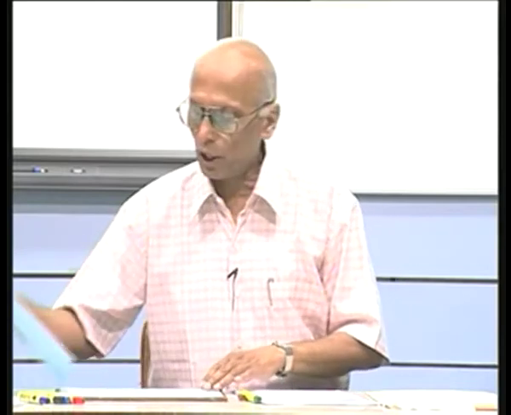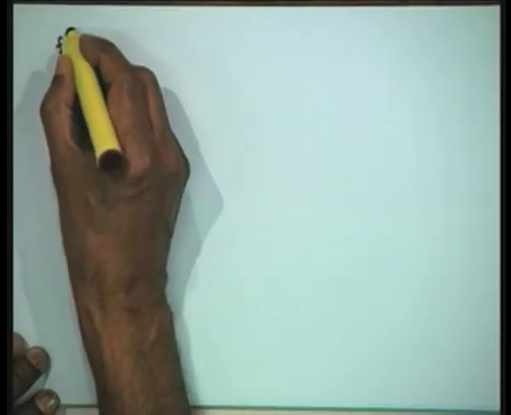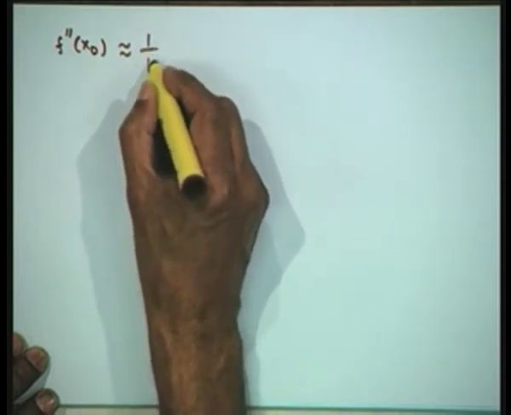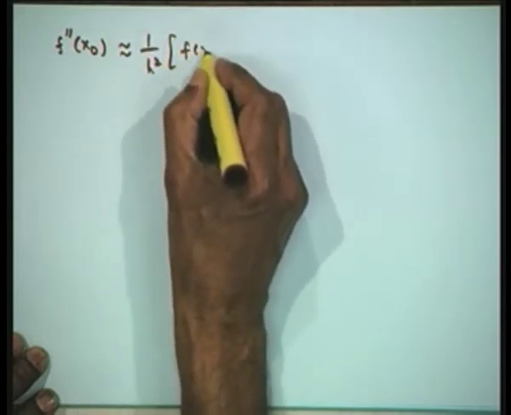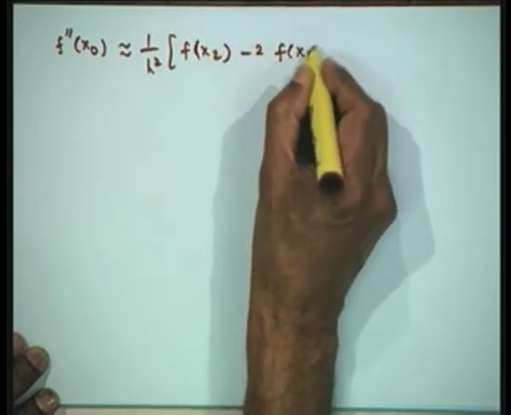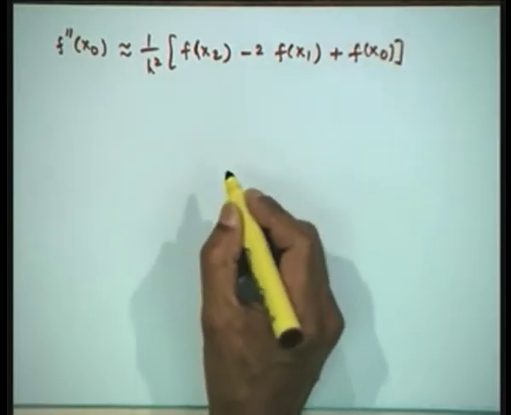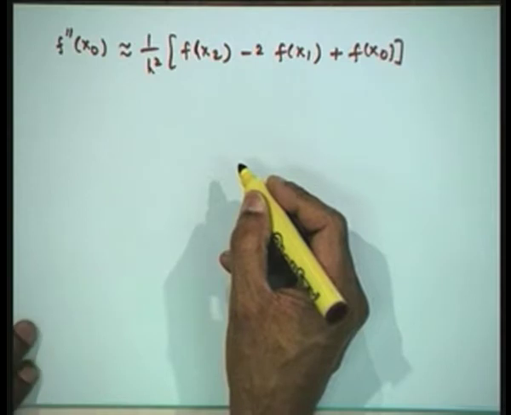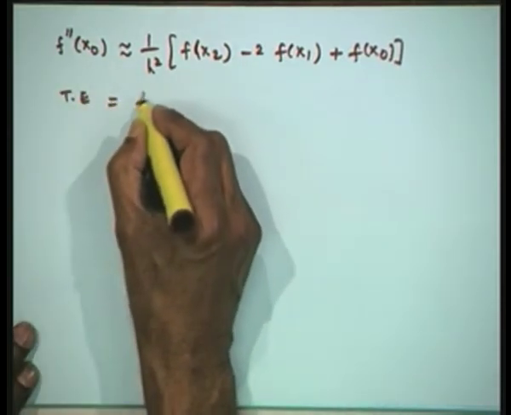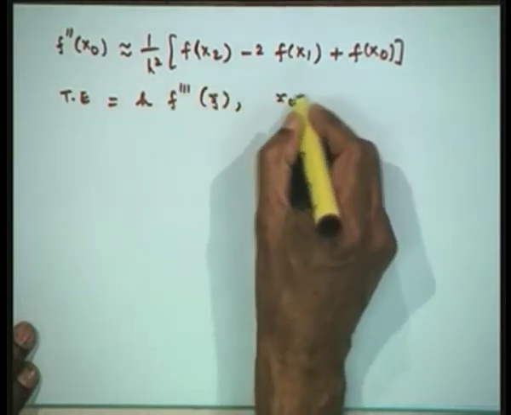Now, what we were considering was the computation of the second derivative using the formula f double dash x naught is approximately 1 upon h squared times f of x 2 minus twice f of x 1 plus f of x 0. Now, we have shown that the truncation error in this formula can be written as h times f triple dash of xi, lying between x naught and x 2.